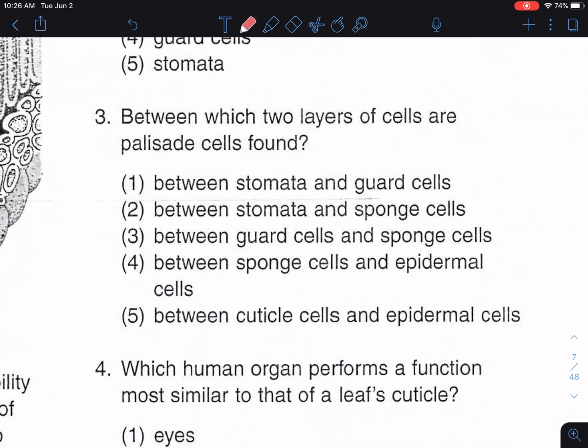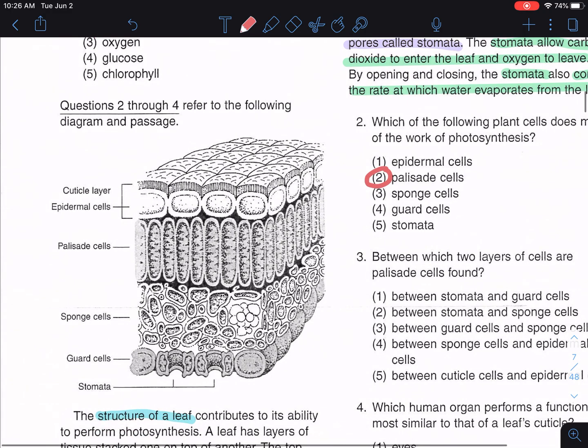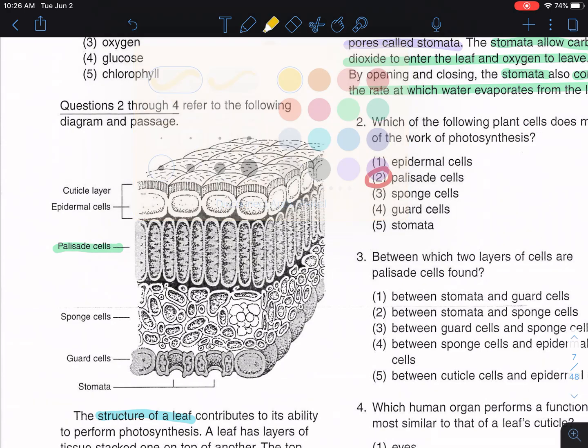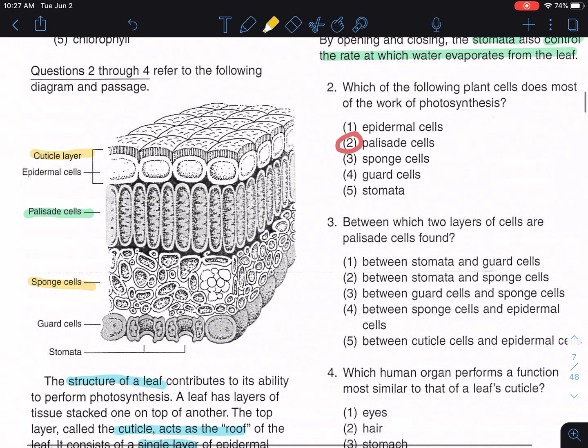Okay, so number 3. Between which two layers of cells are palisade cells found? Okay, so I'm going to go to my graphic. This is what I'm looking for. Which two layers? What's above and what's below? So directly above it is this cuticle layer, and right below it are the sponge cells. So cuticle layer and sponge cells.